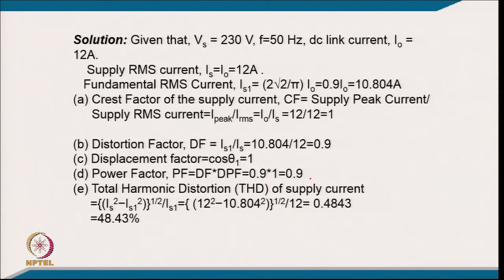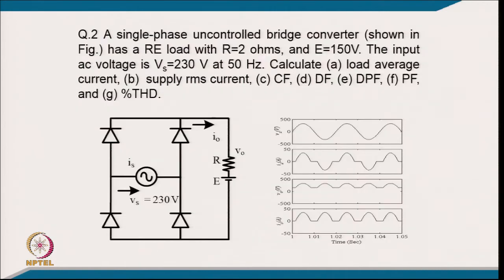So, it is 0.9. The total harmonic distortion of the supply current is the square root of I s squared minus I s1 squared, divided by I s1. Keeping the values, it comes 0.4843. So, it is 48.43 percent total harmonic distortion of this square wave.